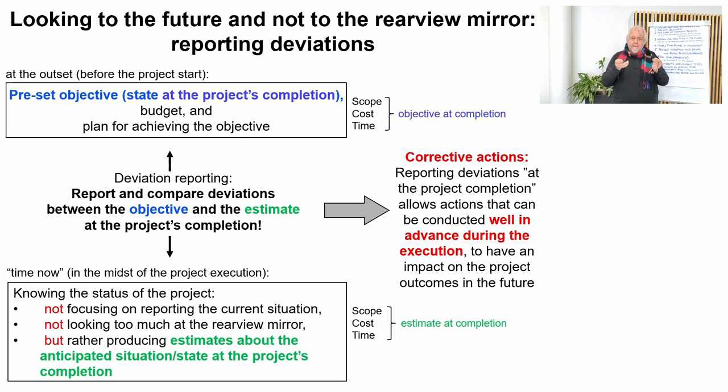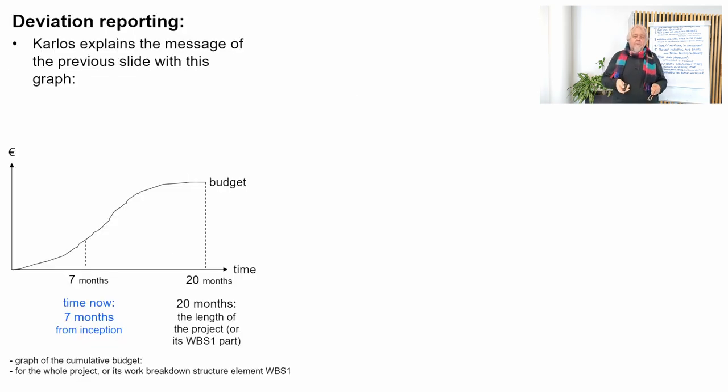Now I have a very concrete example about this deviation reporting, and it comes in this next slide. We have a project. The duration is 20 months. And we are now at the point of time at 7 months. So this can be a project, or it can be work breakdown structure element one, WBS one. We are going to talk later about what a work breakdown structure is, but really it doesn't matter whether we are talking about the whole project or only its part.